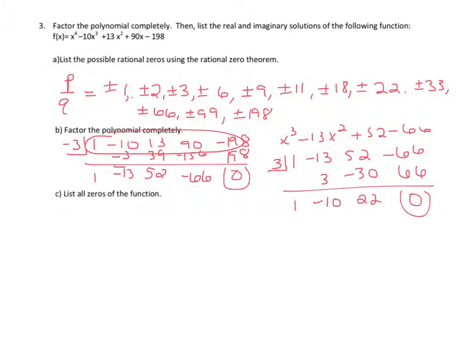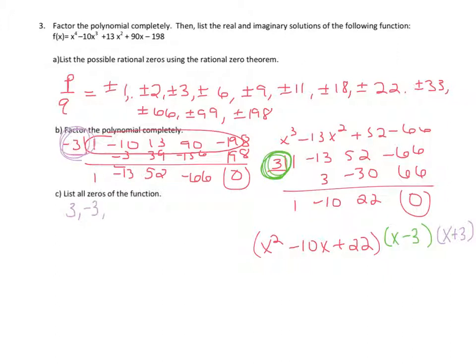So now I'm left with x squared minus 10x plus 22. So my complete factorization is this, and then the factor that I get from this number right here, which would be x minus 3, and then the factor that I get from this number right here, which would be x plus 3. So for question B, this would be my complete factorization of this polynomial. So I already have two of my zeros, 3 and -3, and then I'm told to solve, so I'm going to solve this. Now I can't solve it by factoring because there's no two numbers that multiply together to give me 22 and add together to give me -10, so I'm going to solve by completing the square.